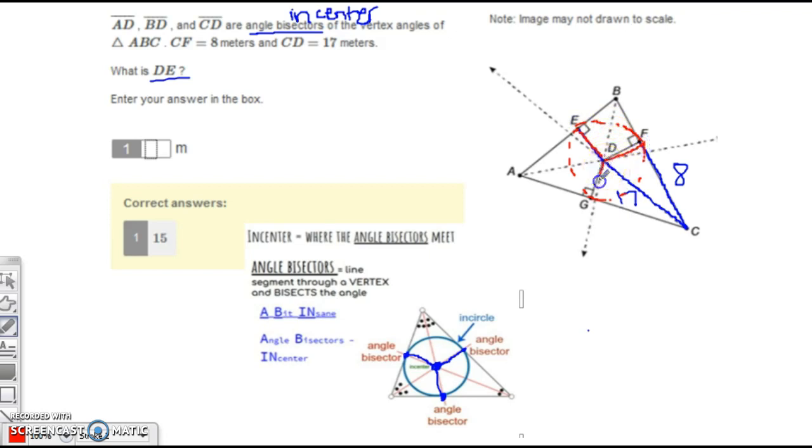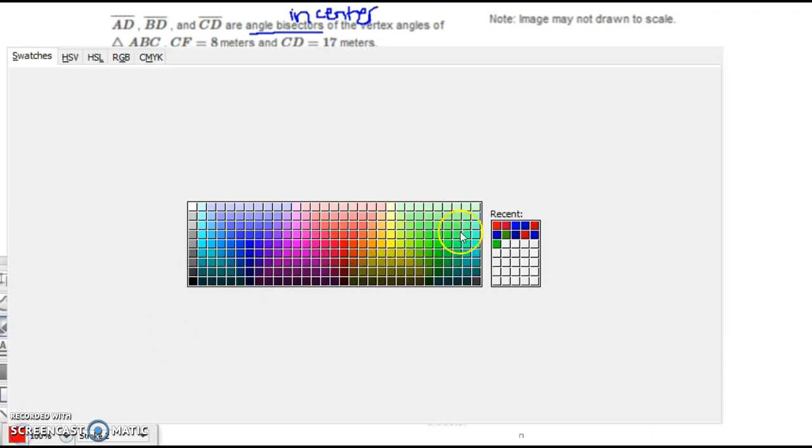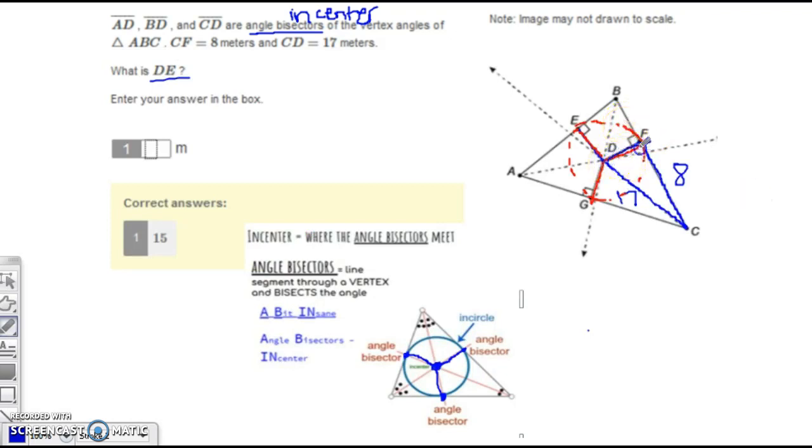So each of these red lines is a radius of the circle, meaning all of those are going to have the same length. The reason that helps us is because we can now create this right triangle and solve for DF. And DF isn't ultimately what we want, but DF has to equal DE because those are both radii of the same circle. So we're going to go ahead and use Pythagorean theorem to solve this blue triangle. Now remember, the C is the hypotenuse, which is across from the 90-degree angle. So in this case, C is 17.